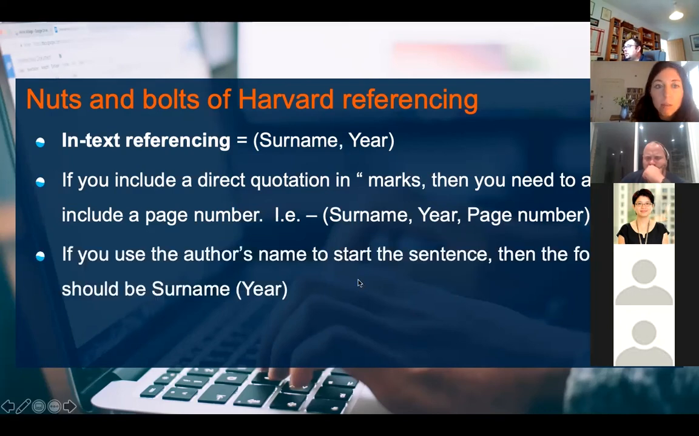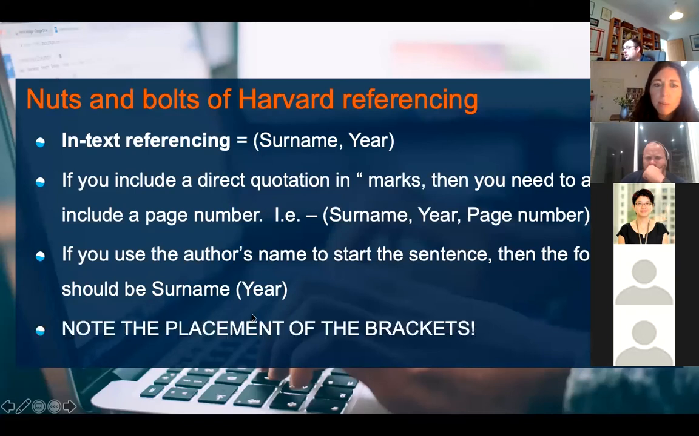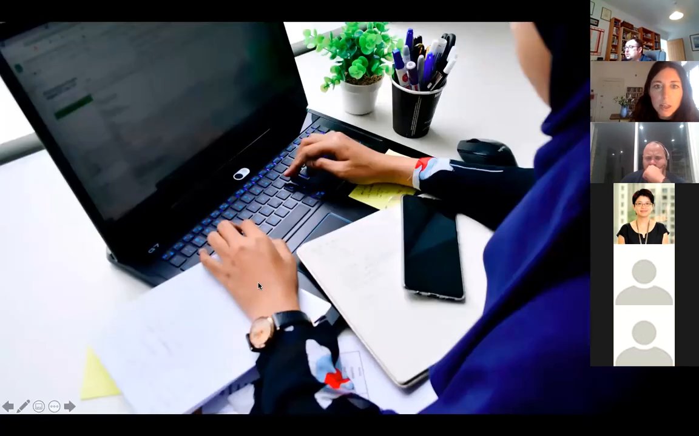Hopefully that makes sense. If you use the author's name to start the sentence, then the format should be surname with just the year in brackets. This is something I see wrong quite a lot, that people put the surname and the year in brackets at the start of a sentence, and it shouldn't be that way. So I'm going to give a quick example. Yeah, note the placement of brackets.